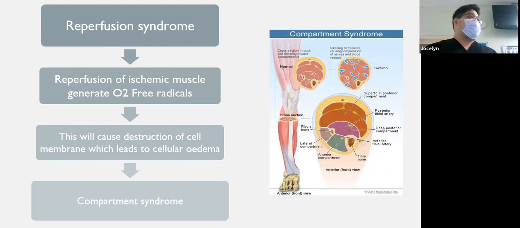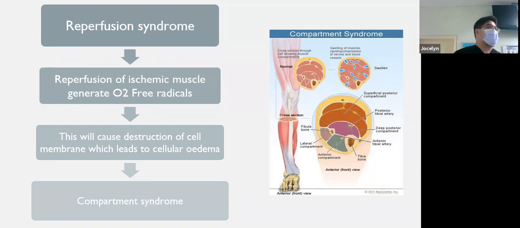Now it's worsening. The case is, I mentioned that there is a boulder on your right leg. So now you are removing the boulder, so we might be having reperfusion syndrome. Why? It's already some sort of ischemia or some sort of injury, so there will be reperfusion of the ischemic muscle.